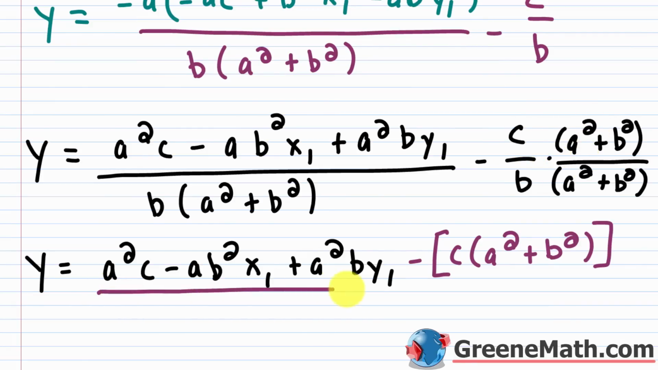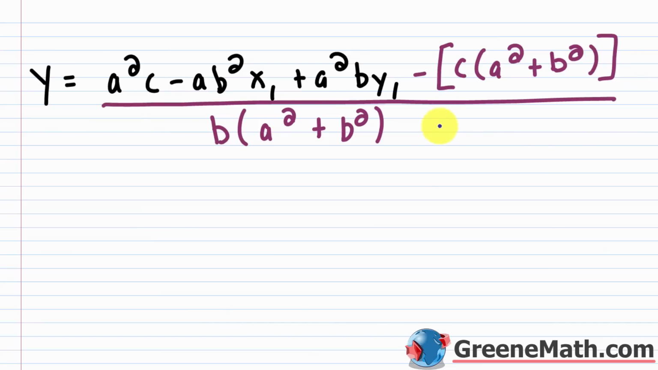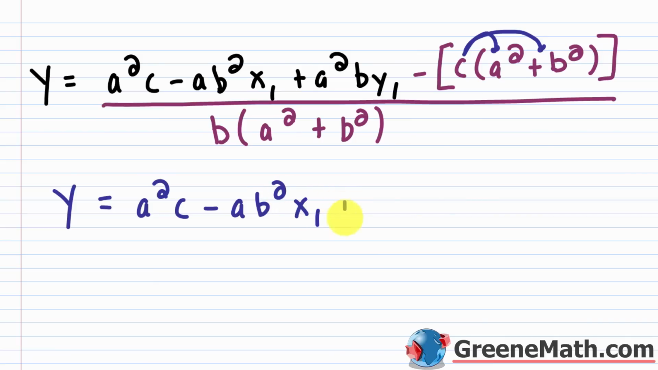So let me put this over. You have a common denominator. It's b times the quantity a squared plus b squared. So b times the quantity a squared plus b squared. I'm basically going to first write this, and I think I can just erase this and say this would be a squared c plus b squared c. In other words, this is going to get distributed here. Let me just write another line. I don't want to lose anybody. So y is equal to a squared c minus a b squared x sub 1 plus a squared b y sub 1. And then let me put my brackets here.